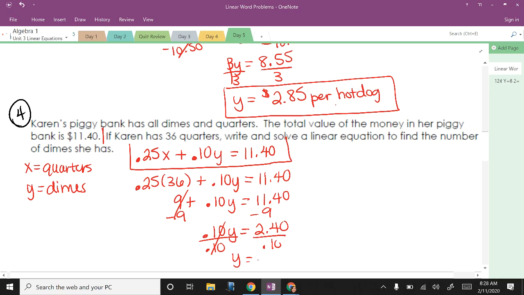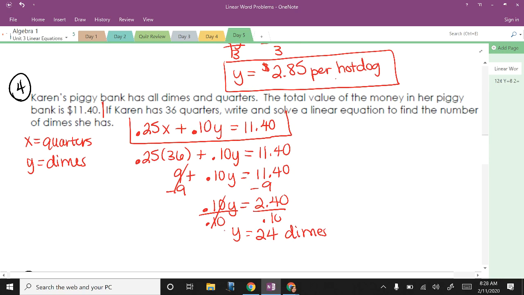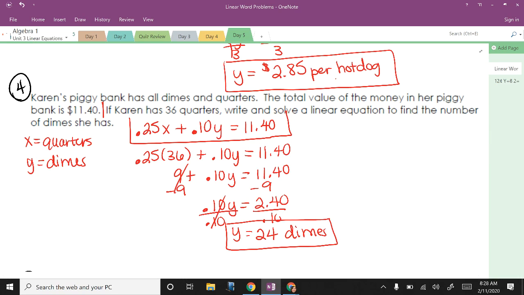Y equals what? 24 what? Dimes. Very good. She has 24 dimes in her piggy bank. Now let's just make a scenario here. Is she gonna have 24 and a half dimes? No. A coin is a coin, right? You can't have a half of a coin. We don't cut coins. They're not worth anything.